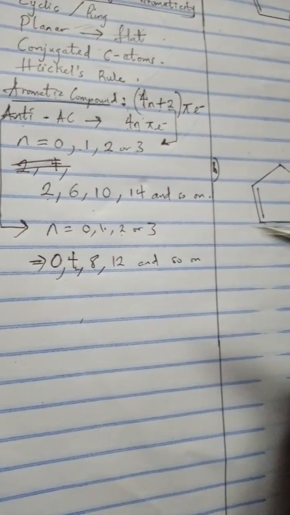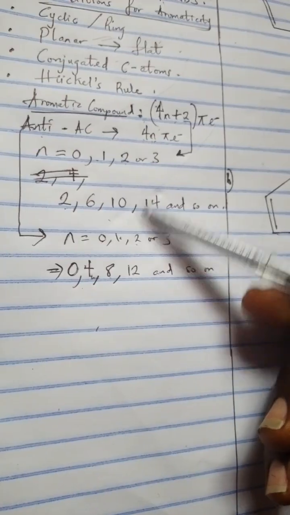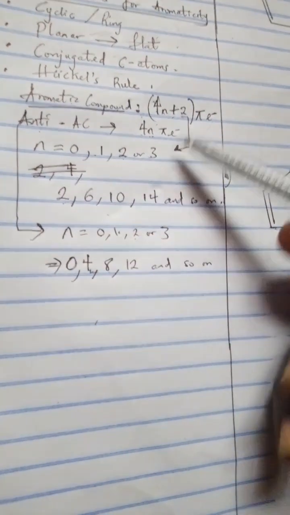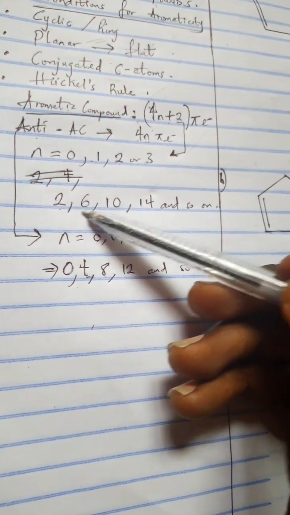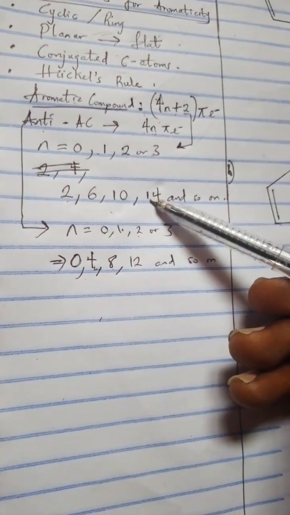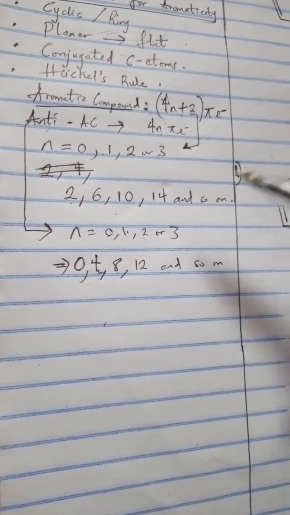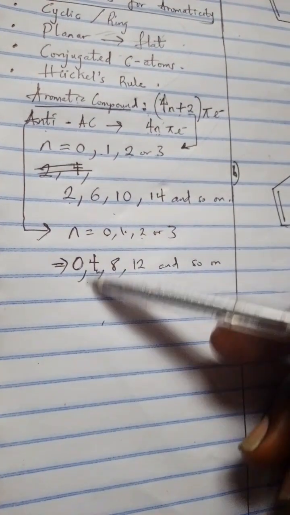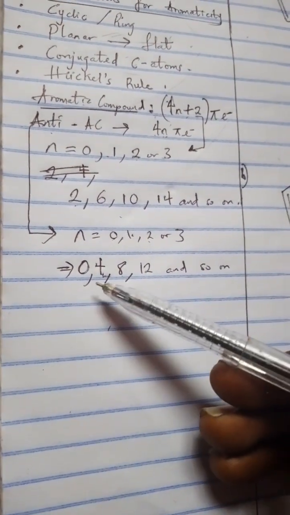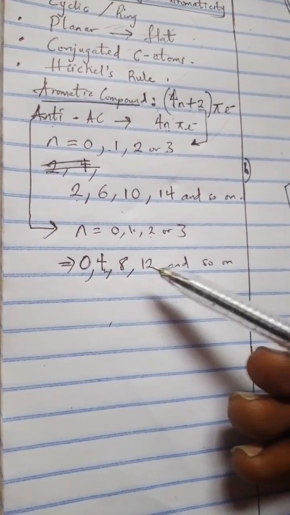But the main thing you should know is that for an aromatic compound, if you calculate the total pi electrons within the structure and it is either 2 or 6 pi electrons or 10 pi electrons or 14 pi electrons, you should know that that compound is an aromatic compound. But if you calculate the total pi electrons and you notice that it is 0 or 4 or 8 or 12, you would know that it is an anti-aromatic compound.